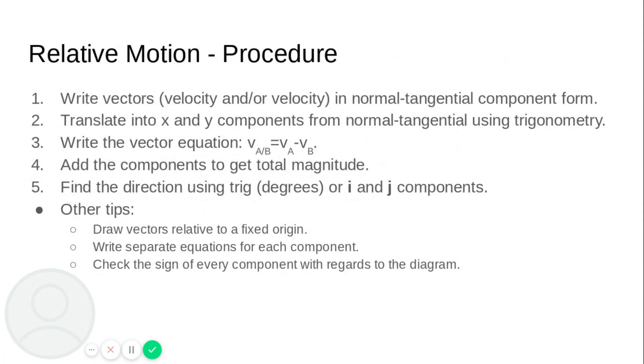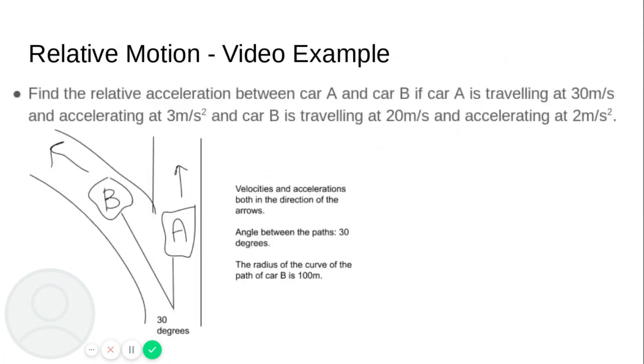We should also make sure at the end and as we're going through it that we check the sign of every component with regards to the diagram. So for the example today, we're going to do one that's a little bit trickier just in terms of visualization. So it is relative acceleration. So we can see the diagram there.